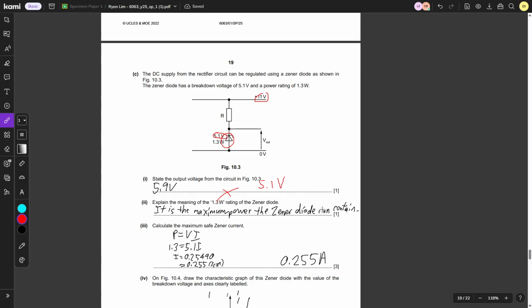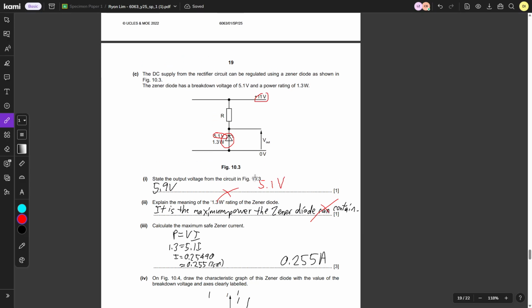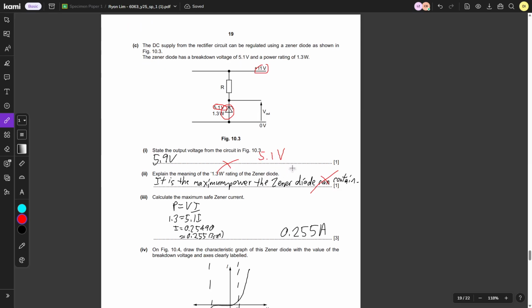Explain the meaning of 1.3 watts rating. It is the maximum power the Zener diode can contain. No, I don't accept this. You have to say it is the maximum power that it can handle before breaking. So this is wrong. You have to include the before breaking part.